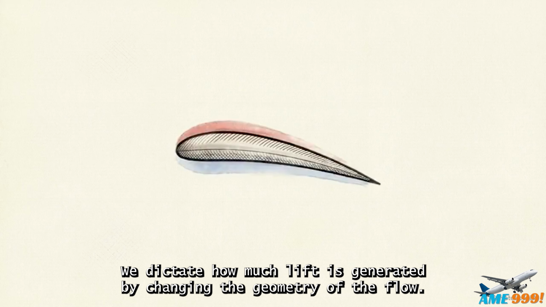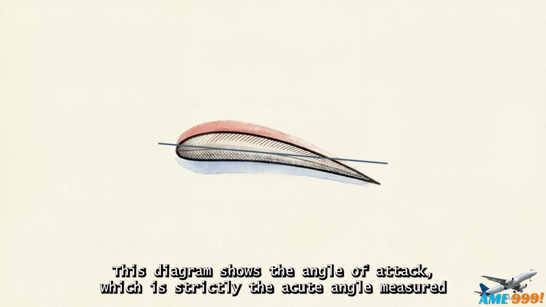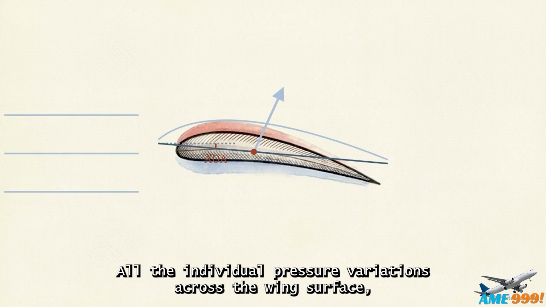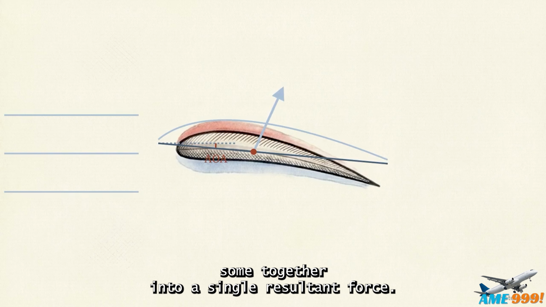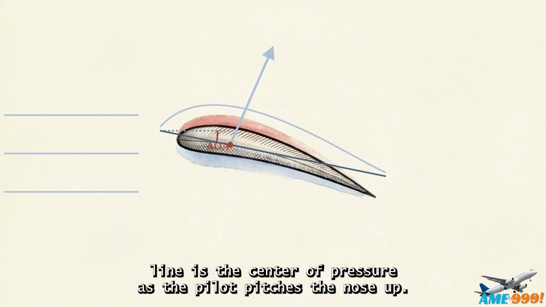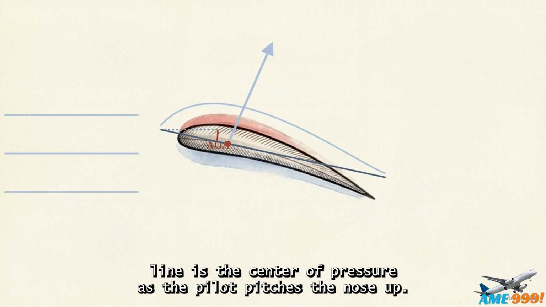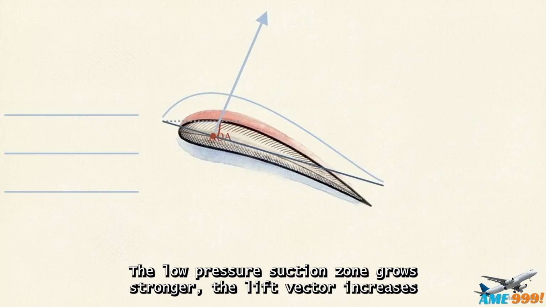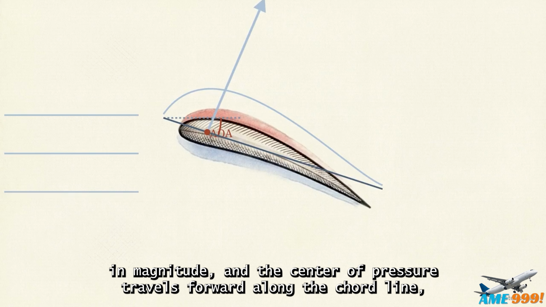We dictate how much lift is generated by changing the geometry of the flow. This diagram shows the angle of attack, which is strictly the acute angle measured between the incoming relative wind and the straight chord line of the wing. All the individual pressure variations across the wing surface sum together into a single resultant force. The focal point where that net force intersects the chord line is the center of pressure. As the pilot pitches the nose up, increasing the angle of attack, the low-pressure suction zone grows stronger. The lift vector increases in magnitude, and the center of pressure travels forward along the chord line.